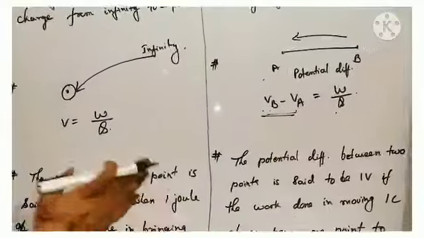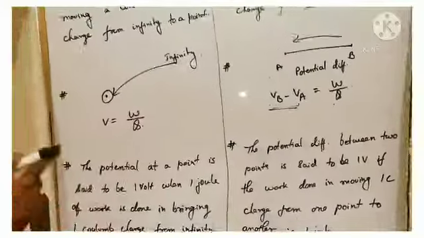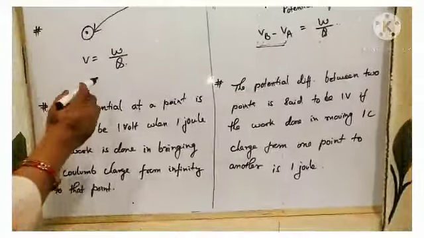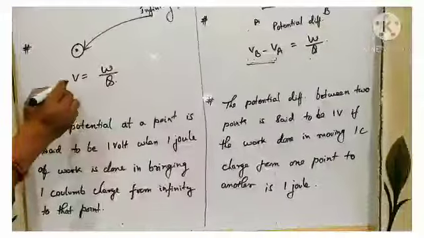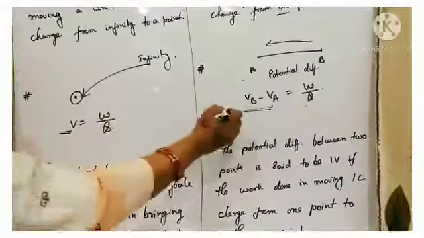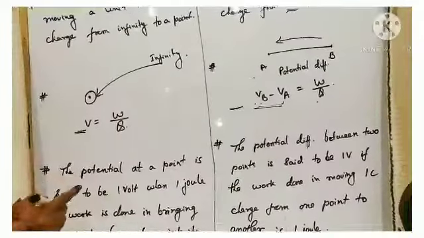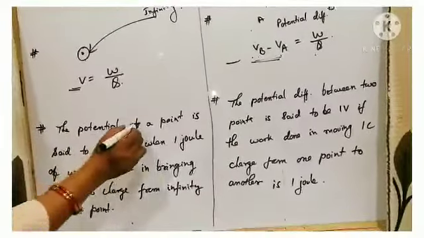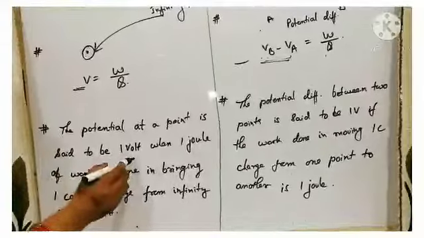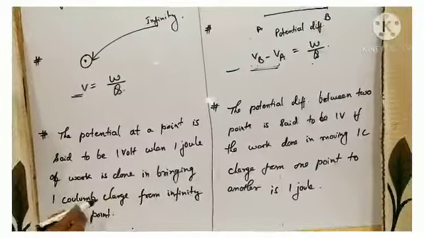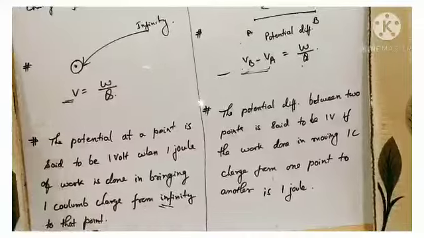Now when you write the definition of a unit, make sure to write it properly. The unit here will be 1 volt, and here also it will be 1 volt. But the definition is different. The potential at a point is said to be 1 volt when 1 joule of work is done in bringing 1 coulomb of charge from infinity to that point.